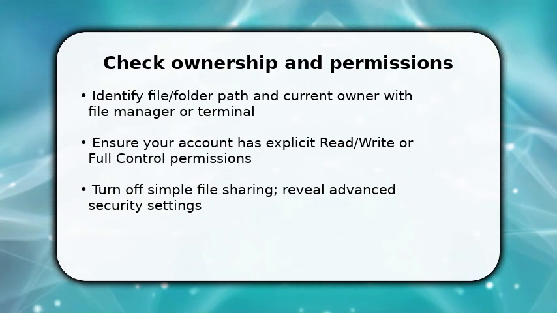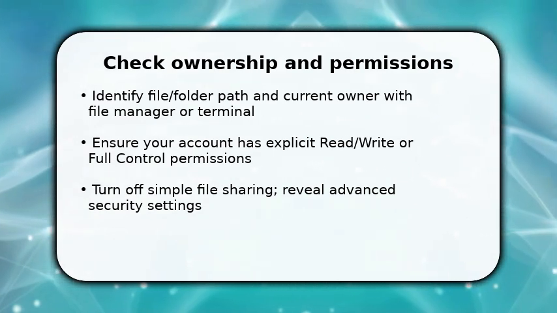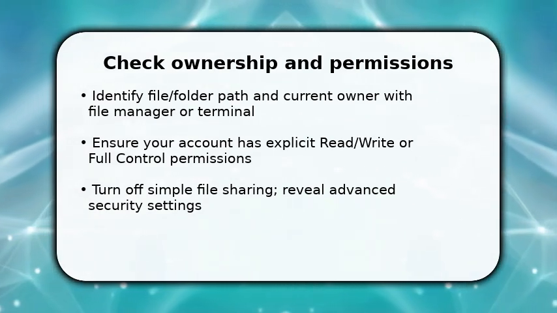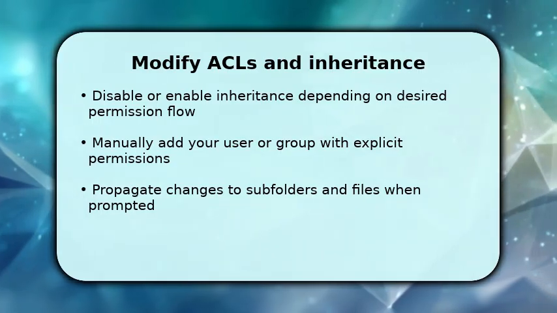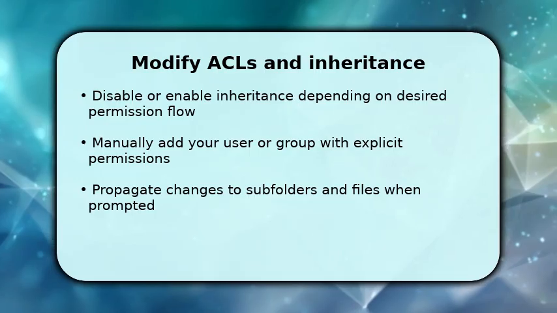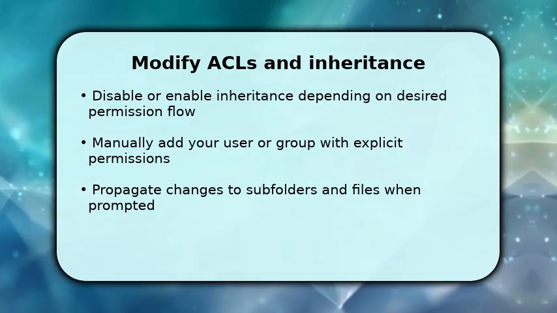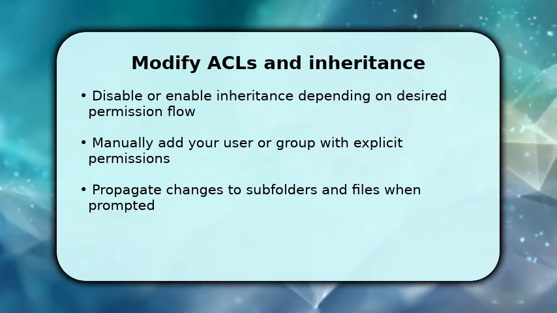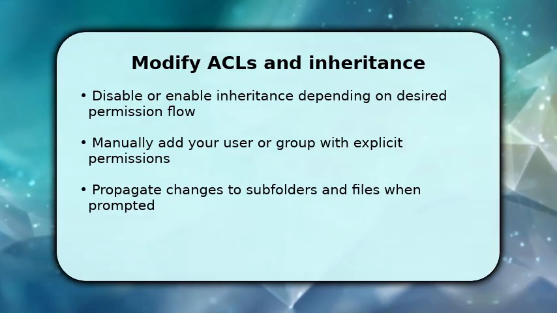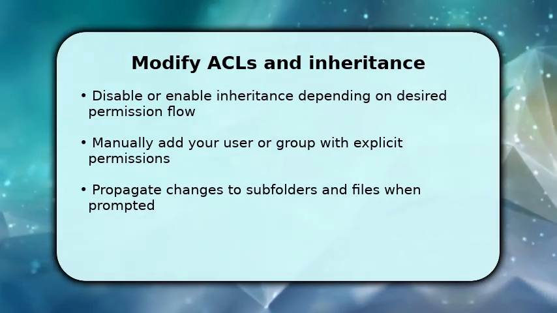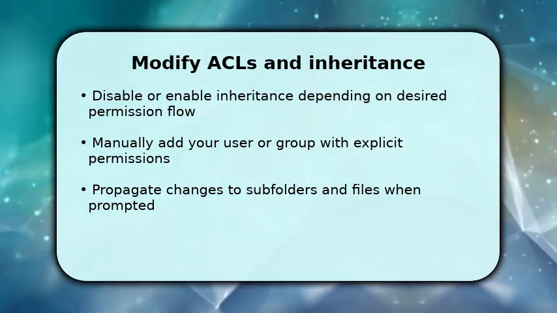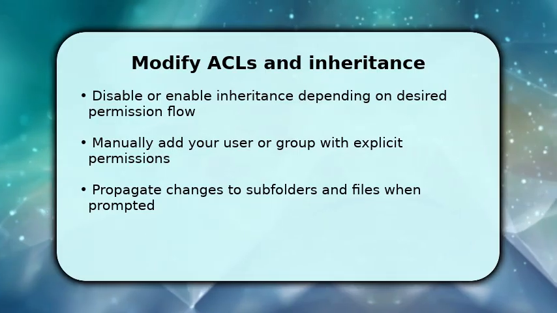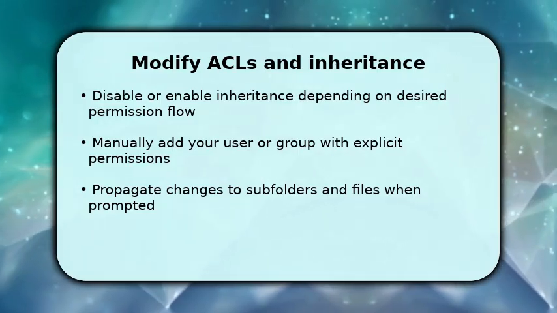Next, adjust access control lists and inheritance so permissions apply correctly. Open Advanced Security Settings and decide if child objects should inherit from the parent. Enable inheritance to cascade settings, or disable and manually set explicit ACLs for sensitive cases. Add your user or the administrators group with the exact permissions you need, then choose to apply those changes to subfolders and files. This step fixes hidden mismatches.